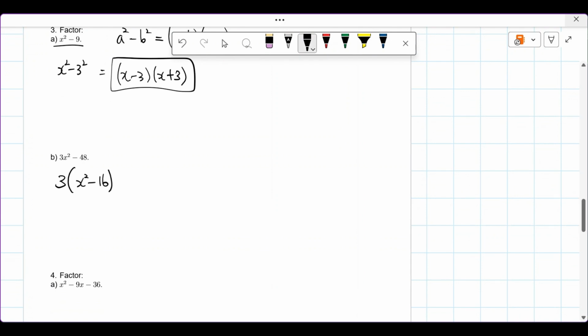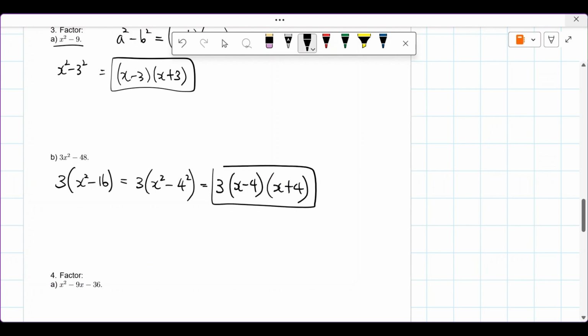And then I realized that 16 can be written as 4 squared. In other words, it's going to be 3 times x minus 4 times x plus 4 is my final answer.